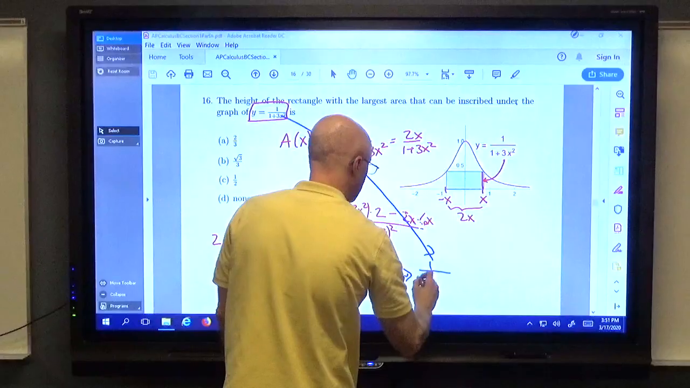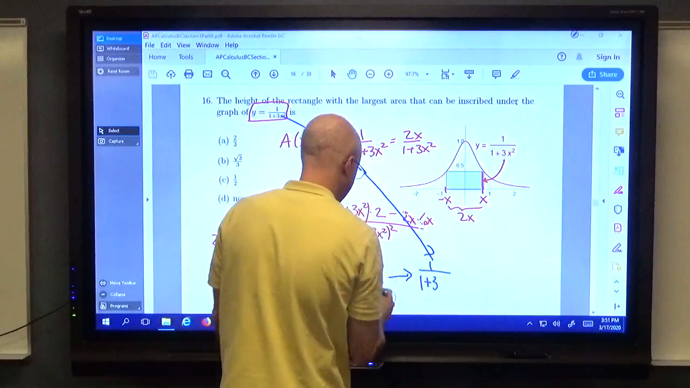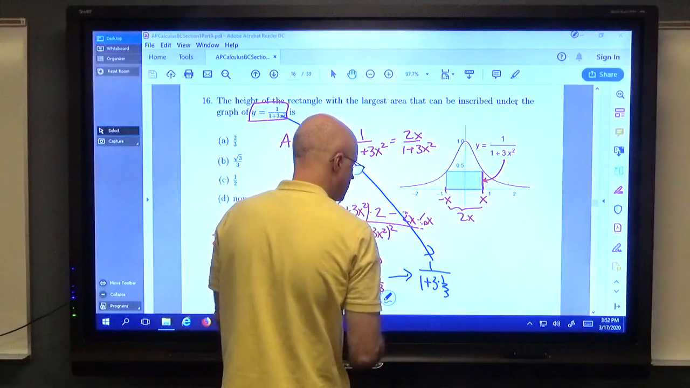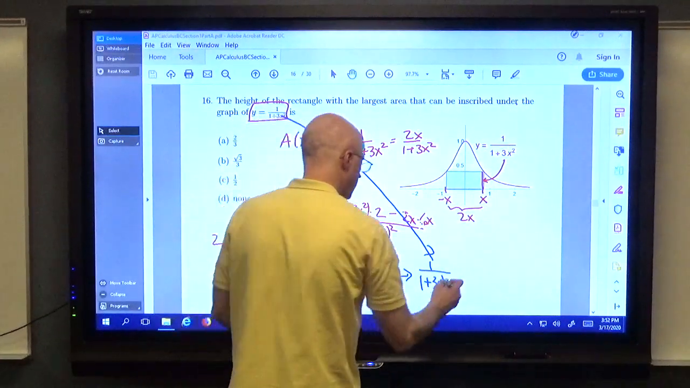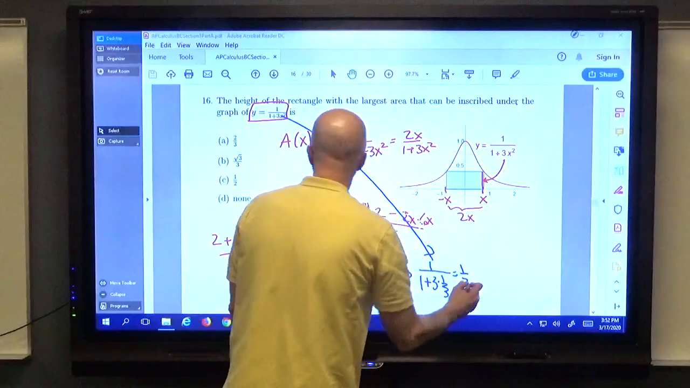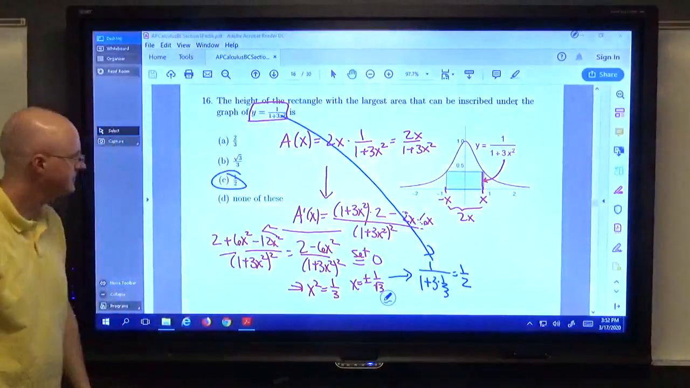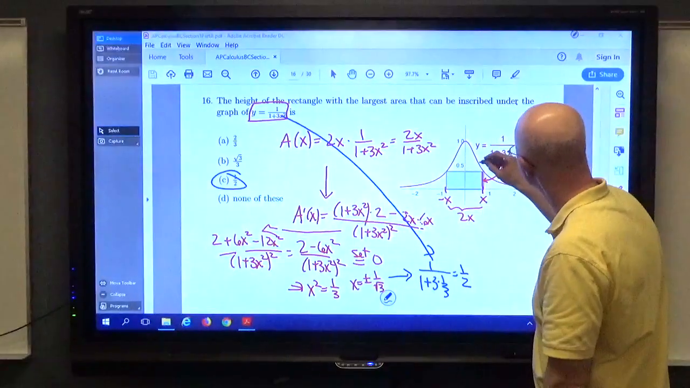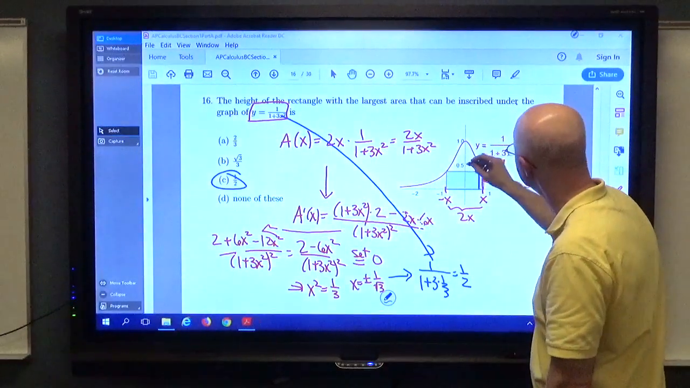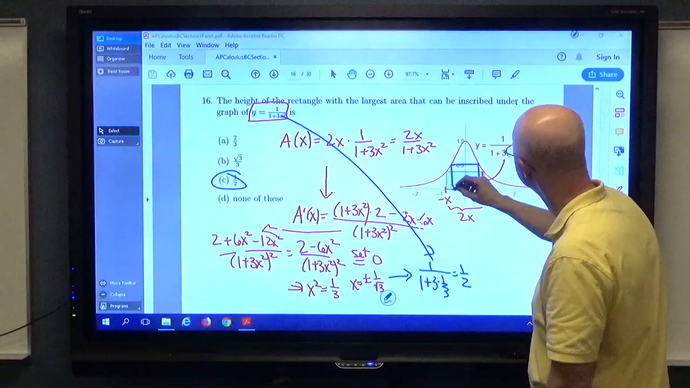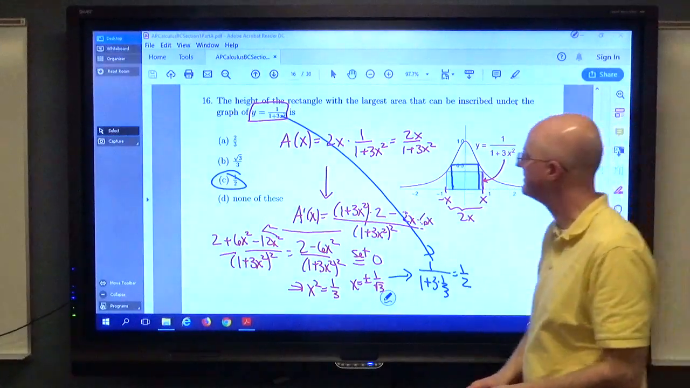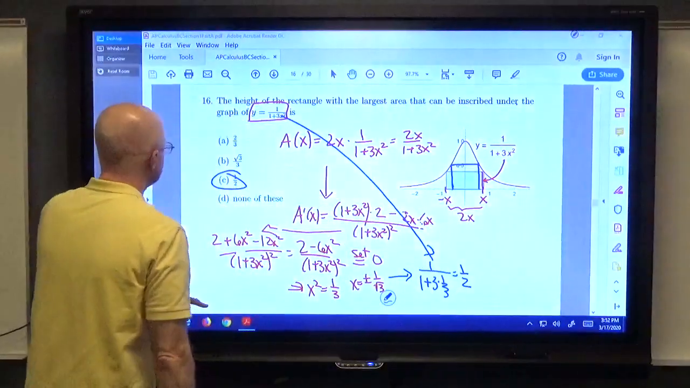To get 1 over 1 plus 3 times (1 over root 3) squared, that's 1/3. 3 times 1/3 is 1. 1 over 1 plus 1 is 1/2. The answer is 1/2. So whatever base gives you a height of 1/2, that would be the rectangle that has the biggest area that's inscribed under this graph. Kind of a neat little problem.